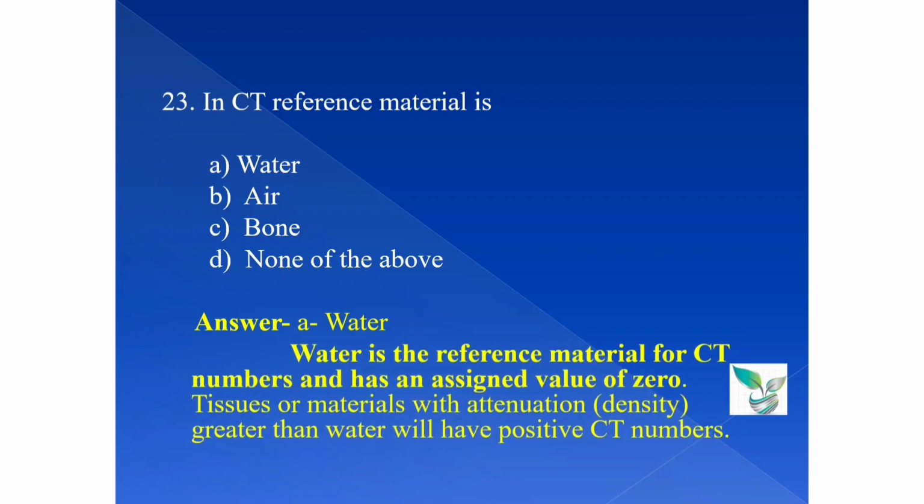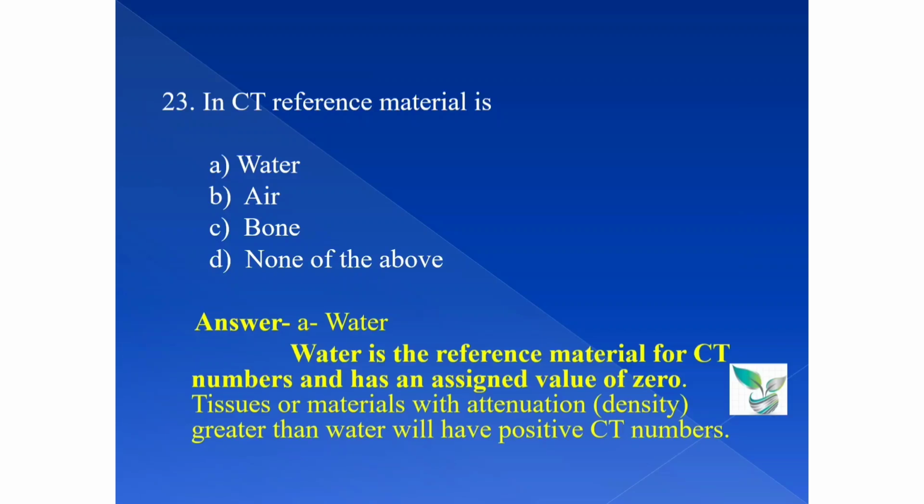So let's see the explanation. Water is the reference material for CT and it has an assigned value of 0. So the CT number for water is 0, and the tissues or materials with attenuation or density greater than water will have a positive CT number. So water is kept as the reference material for CT number; values above water will be positive and below water will be negative.